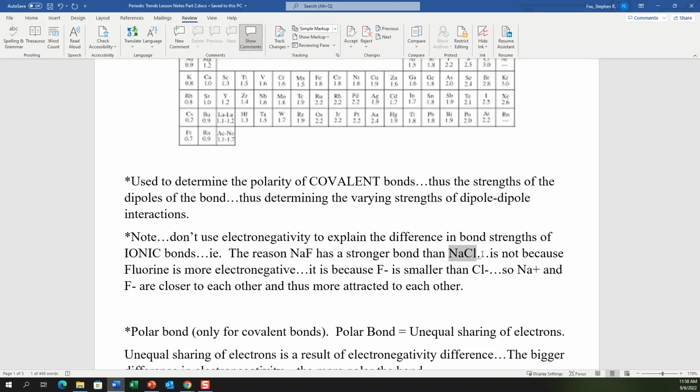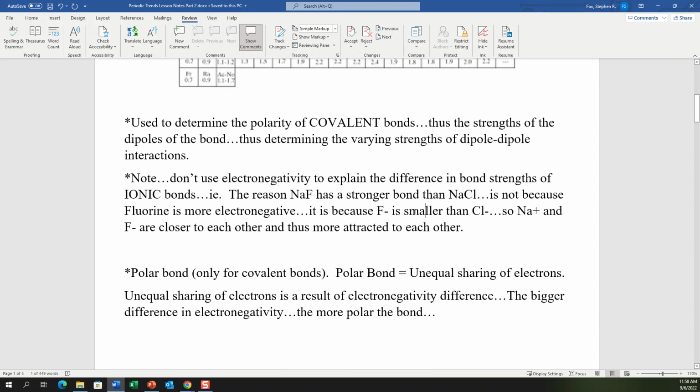Once it's ionic, the transfer of electrons has occurred. It's not about unequal sharing. It's about the radius of the ions. So the answer to this question, why is this a stronger bond than that? It's because fluoride is smaller than chloride. And so because sodium and fluoride can get closer to each other than sodium and chloride, the sodium fluoride bond is stronger, right? Okay. All right, so that happens a lot. A lot of people want to use electronegativity to explain ionic bonds. You will use electronegativity to explain covalent bonds, okay?